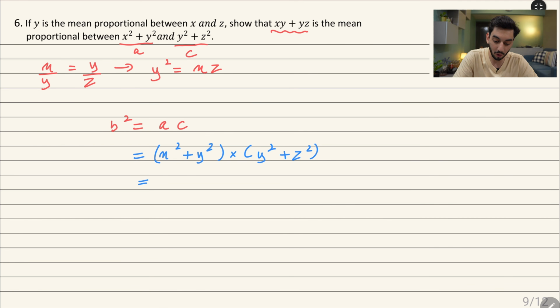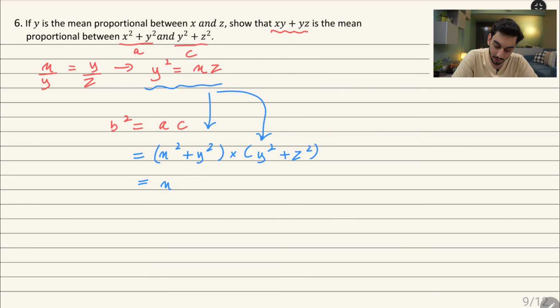Okay, now all of this should simplify. The b value should be equal to xy plus yz. Let's see how it becomes. Okay, what do I do? I just use the given data in the question. Now the data is saying that y square is equal to xz, this thing. I'll just substitute the value of y square over here and over here.